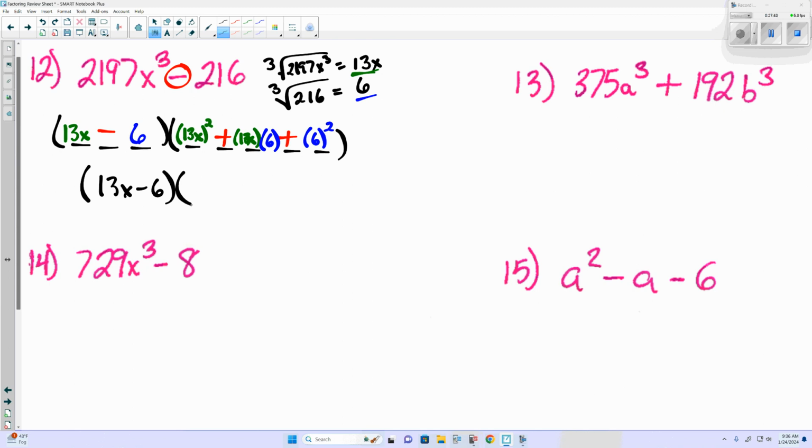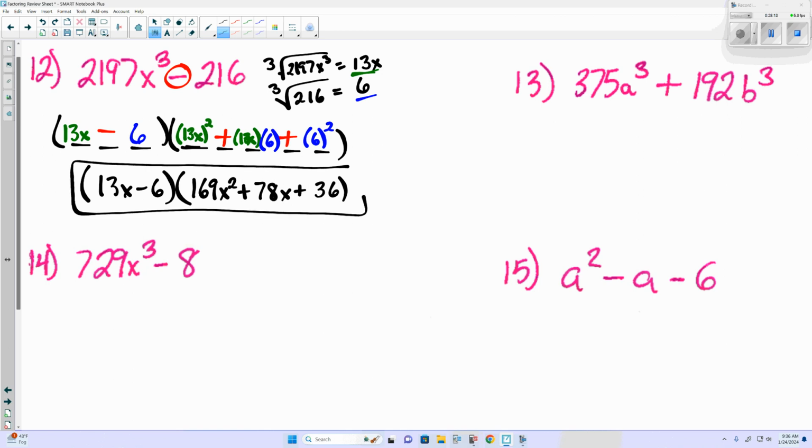Now we do need to simplify. Our 13x minus 6 is as simplified as it gets. 13x squared, we do need to multiply it by itself. We're squaring it. 13 times 13 is 169. Plus, then we're going to do 13x times 6, or 13 times 6, 78x, and 6 squared is 36.